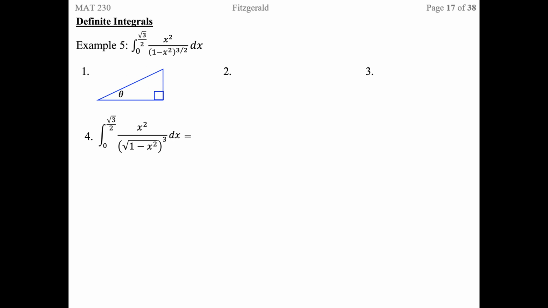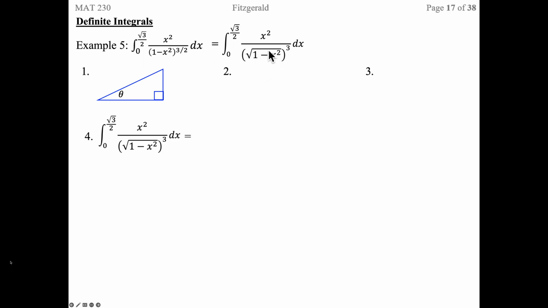Next parts of our examples here, we're going to look at definite integrals using our trig substitution. So example 5, we're going to integrate from 0 to 3 radical 3 over 2... we have x squared over the binomial 1 minus x squared raised to the 3/2 power. So let's rewrite that so we know what's inside my square root symbol here. So that's the square root of 1 minus x squared all to the 3rd power. So that denominator of 2, that's my square root.